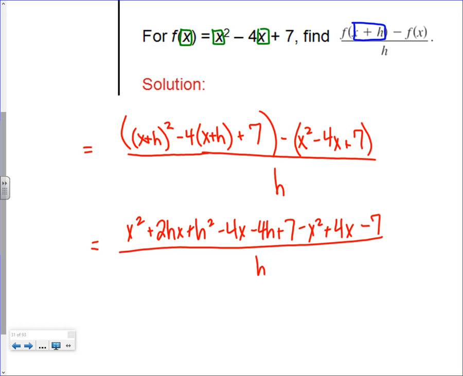Yeah. Will you give us the difference quotient formula on the x? Oh, yeah.